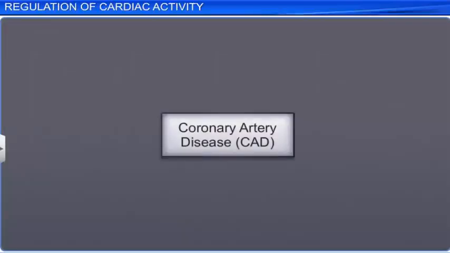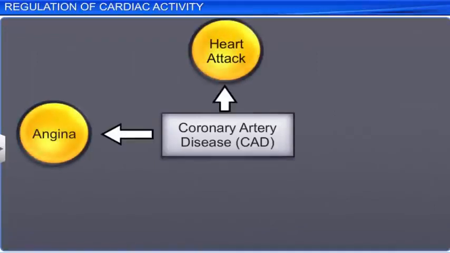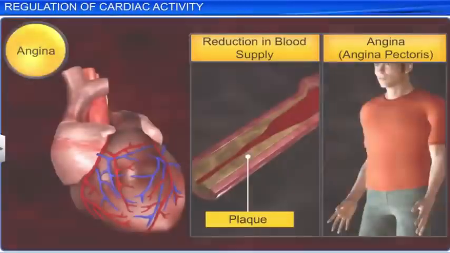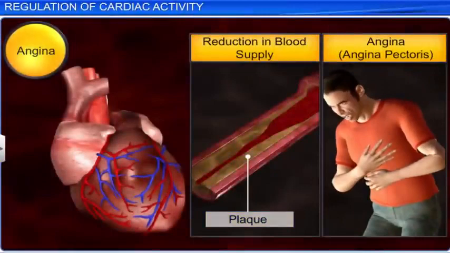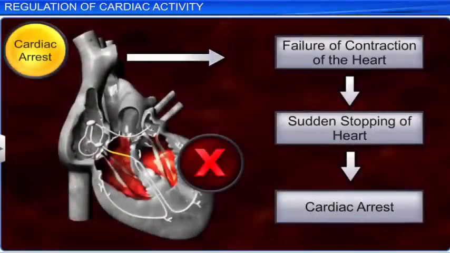Some of the symptoms of CAD include angina, heart attack, cardiac arrest, or heart failure. Angina or angina pectoris is severe chest pain due to a reduction in the supply of blood to an area of a heart muscle. Whereas a heart attack results when there is a total blockage of blood supply to the heart muscles, causing the patient's death. On the other hand, cardiac arrest is the sudden stopping of the pumping of the heart due to failure of the contraction of the heart.